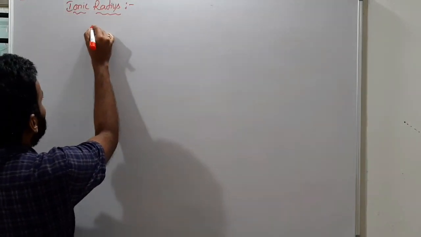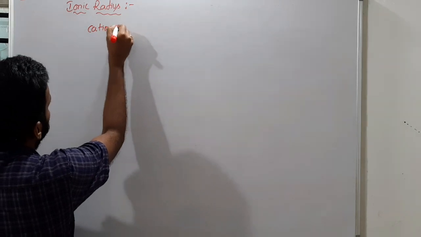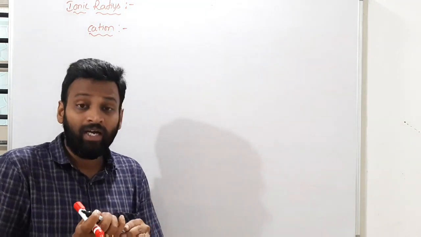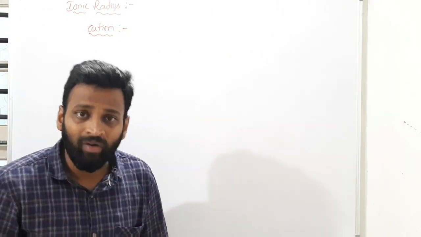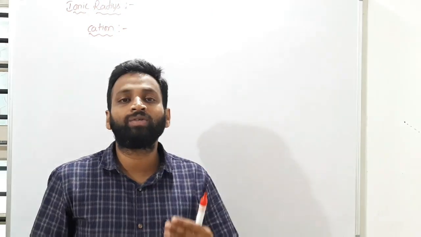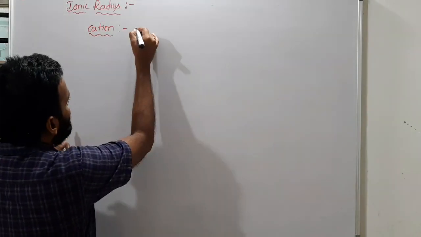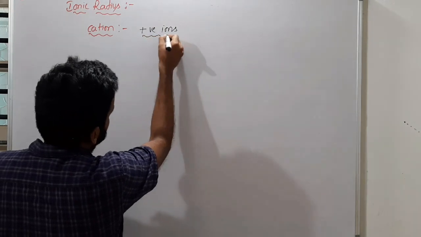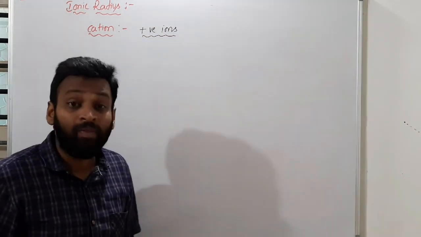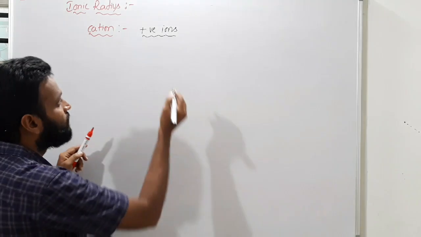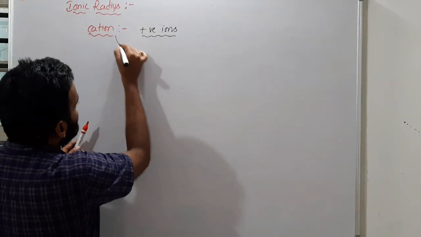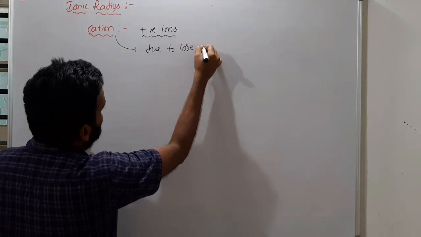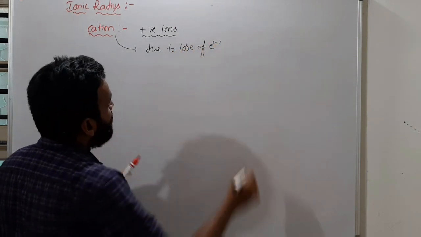So what exactly does a cation mean? A cation is a positive ion. How are cations forming? Due to loss of electrons. So cations are nothing but positive ions. Cations are positive ions, and they form due to loss of electrons.